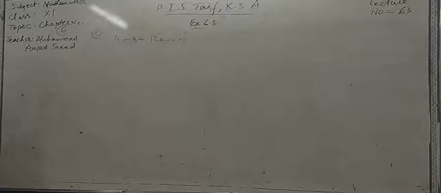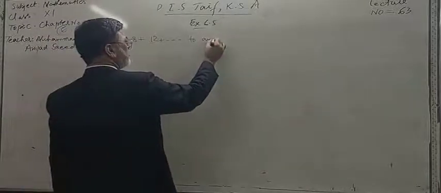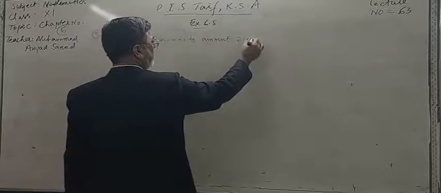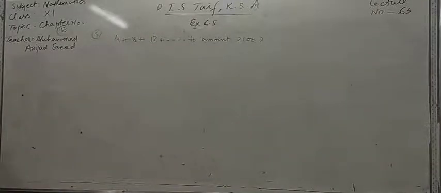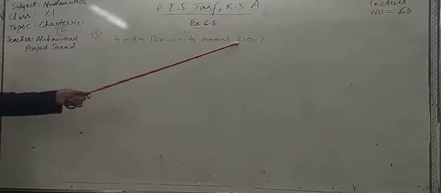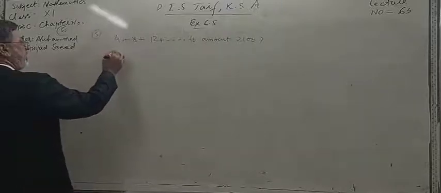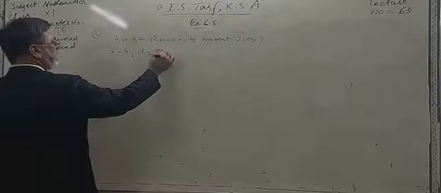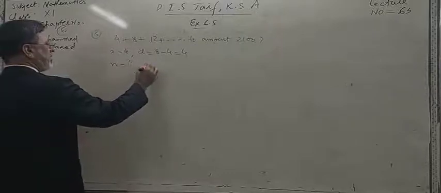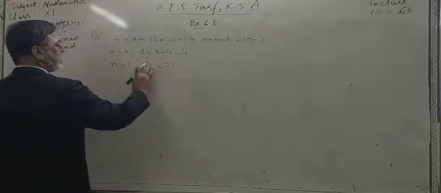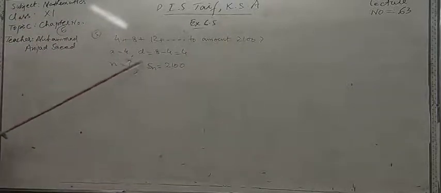To reach the amount 2100, you have to find the number of weeks in which he will be able to deposit this much amount. So definitely we have a is equal to 4, d is equal to second minus first, 4, and n is equal to question mark. But is it AN equal to 2100? No, this is not AN, this is SN, 2100, because this is the total amount, SN.